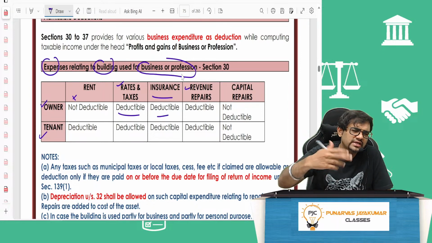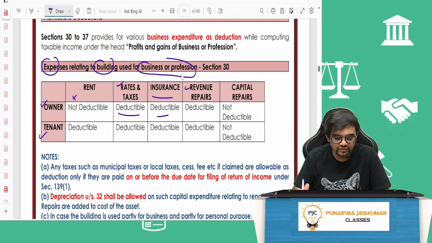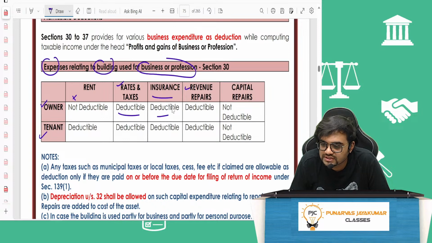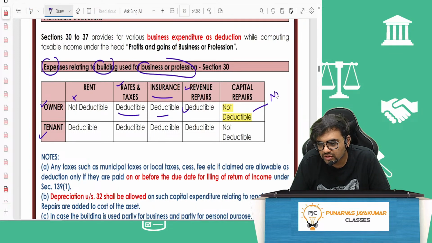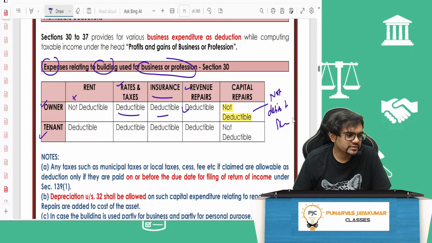Will you get deduction for all revenue repairs? Leakage will be happening, sanitary fixtures, etc. You have to add more fixtures, etc. Will you get revenue repairs? Yes. For capital repairs, will you get a deduction under PGBP in your profit and loss account? No. Why? Capital repairs will be added to the cost of the asset. It will be capitalized. So, when I say not deductible, it means not allowed to be debited to P&L account.